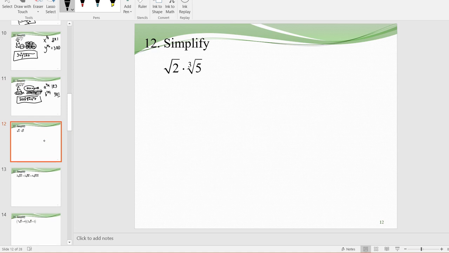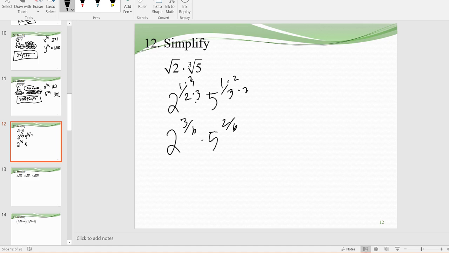Square root of 2 times the third root of 5. I cannot multiply these together because they do not have the same root. Well, what is this though? Let's rewrite this as 2 to the 1/2 and 5 to the 1/3. Could I give them the same denominator, the same root? 2 and 3, we could make them both into a 6. So this would become 2 to the 3/6, 5 to the 2/6.